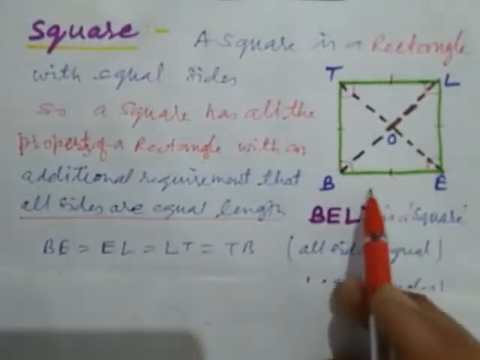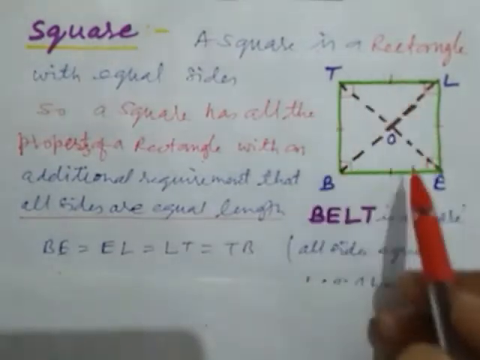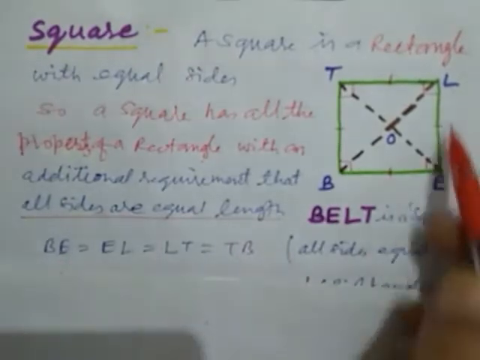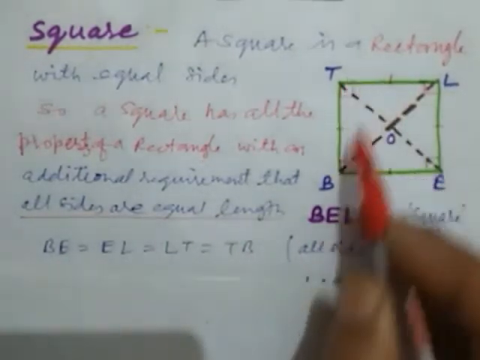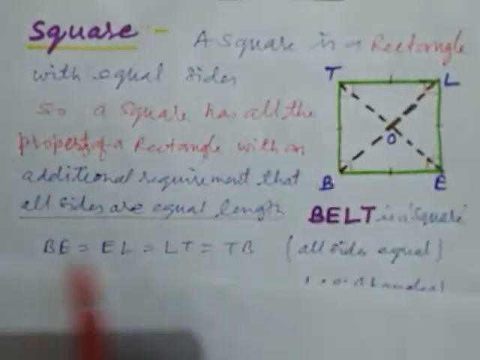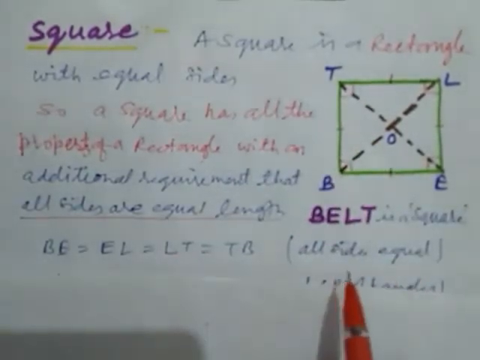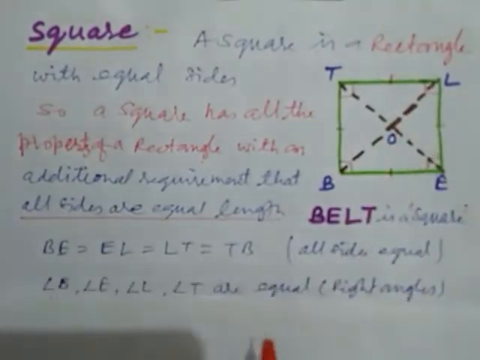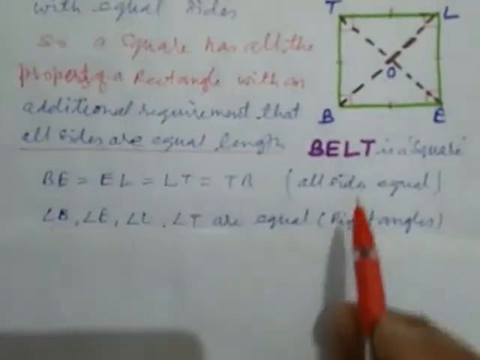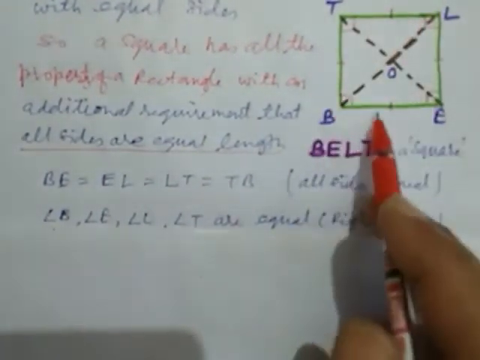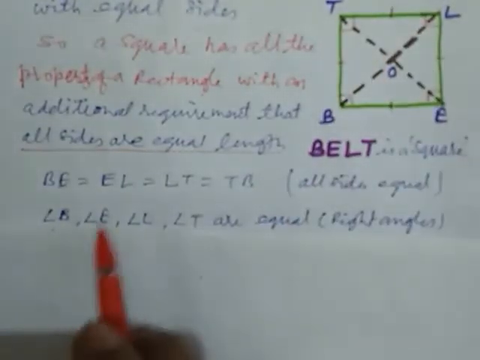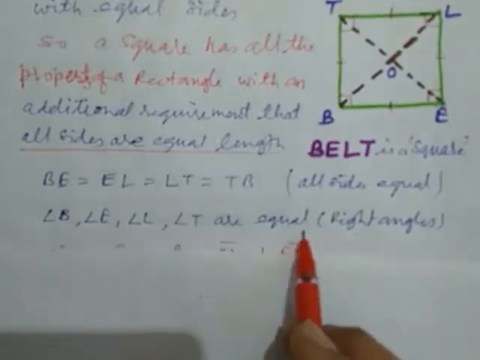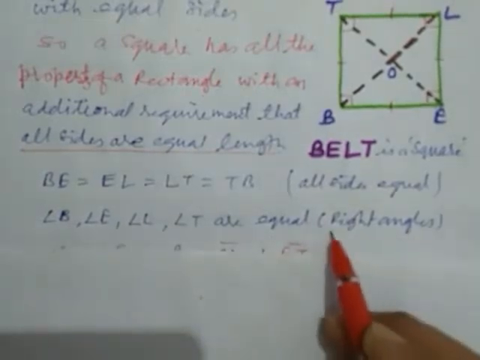Here we have received the information that all the sides are equal. So here we mention BE equals EL equals LT equals TB. All four sides are equal because this is the special property of a square, that all sides are equal. And all angles are also equal, as well as right angles. Angle B, angle E, angle L, angle T are equal as well as right angles, both.